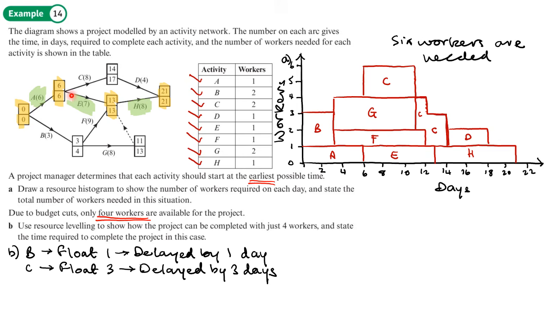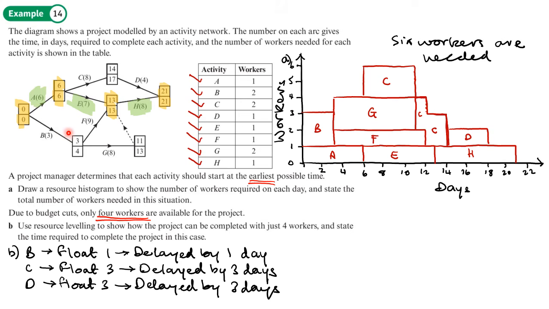What other activities have a float? It's not going to be the critical activities. So let's just go in order. D, we'll work out the float for D. 21 minus 4, which is 17, minus 14. That's also got a float of 3. So activity D can be delayed by 3 days.